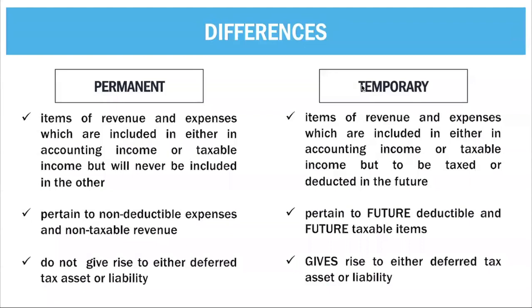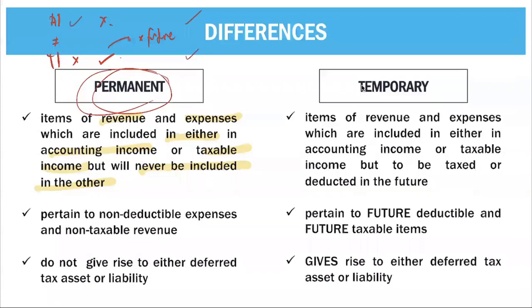A permanent difference is an item of revenue or expense which is included in either accounting income or taxable income but never included in the other. So for example, we have here accounting income and your taxable income. It can be included here, but not included here. It can be included here, but not included here. That's a permanent difference. Therefore, if we reconcile that, we cannot reconcile it in the future. It cannot be reconciled in the future, so this results in a permanent difference. It cannot be reconciled in the future because it can be included here but not here, not included here but can be included here. Therefore, there will never be a time that there can be inclusion on both.